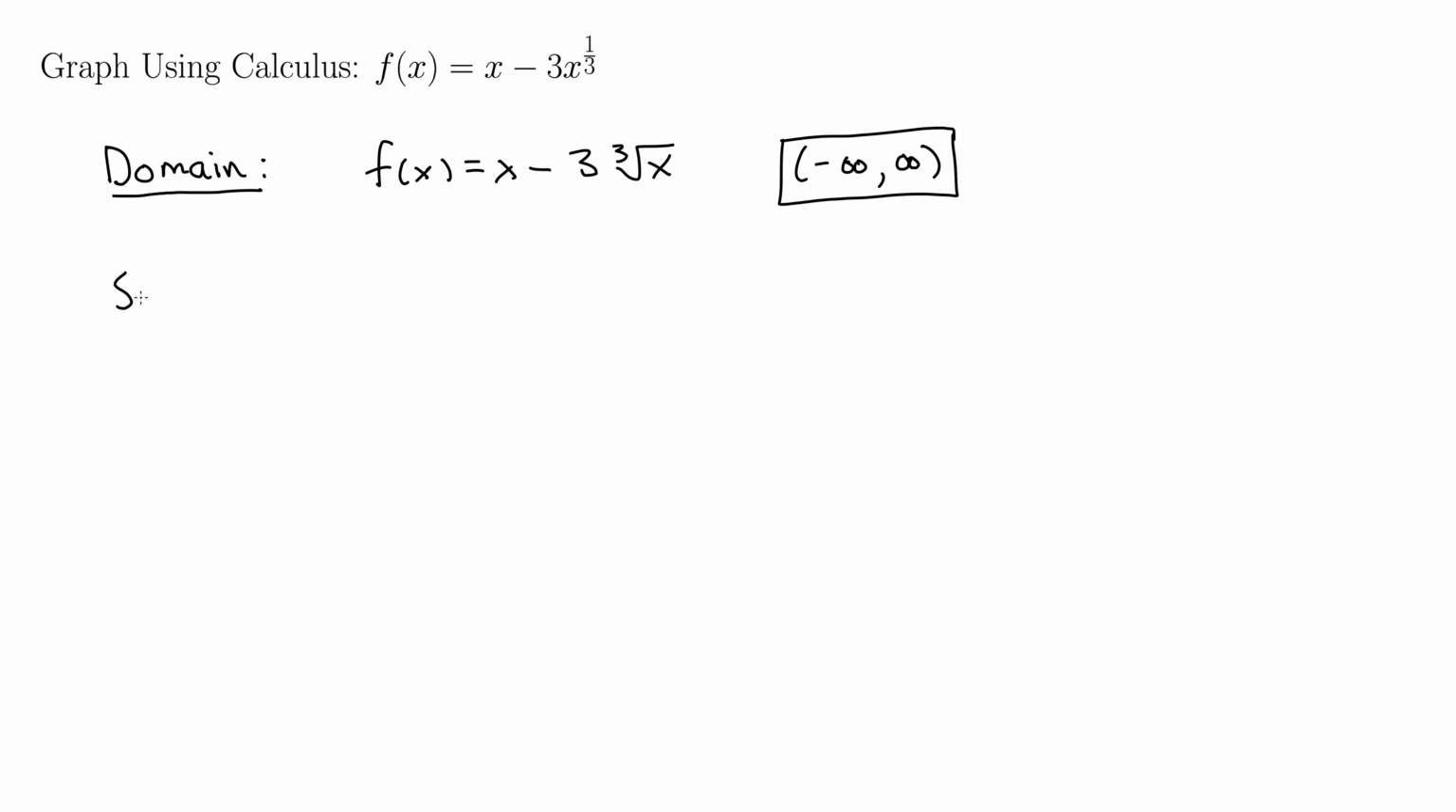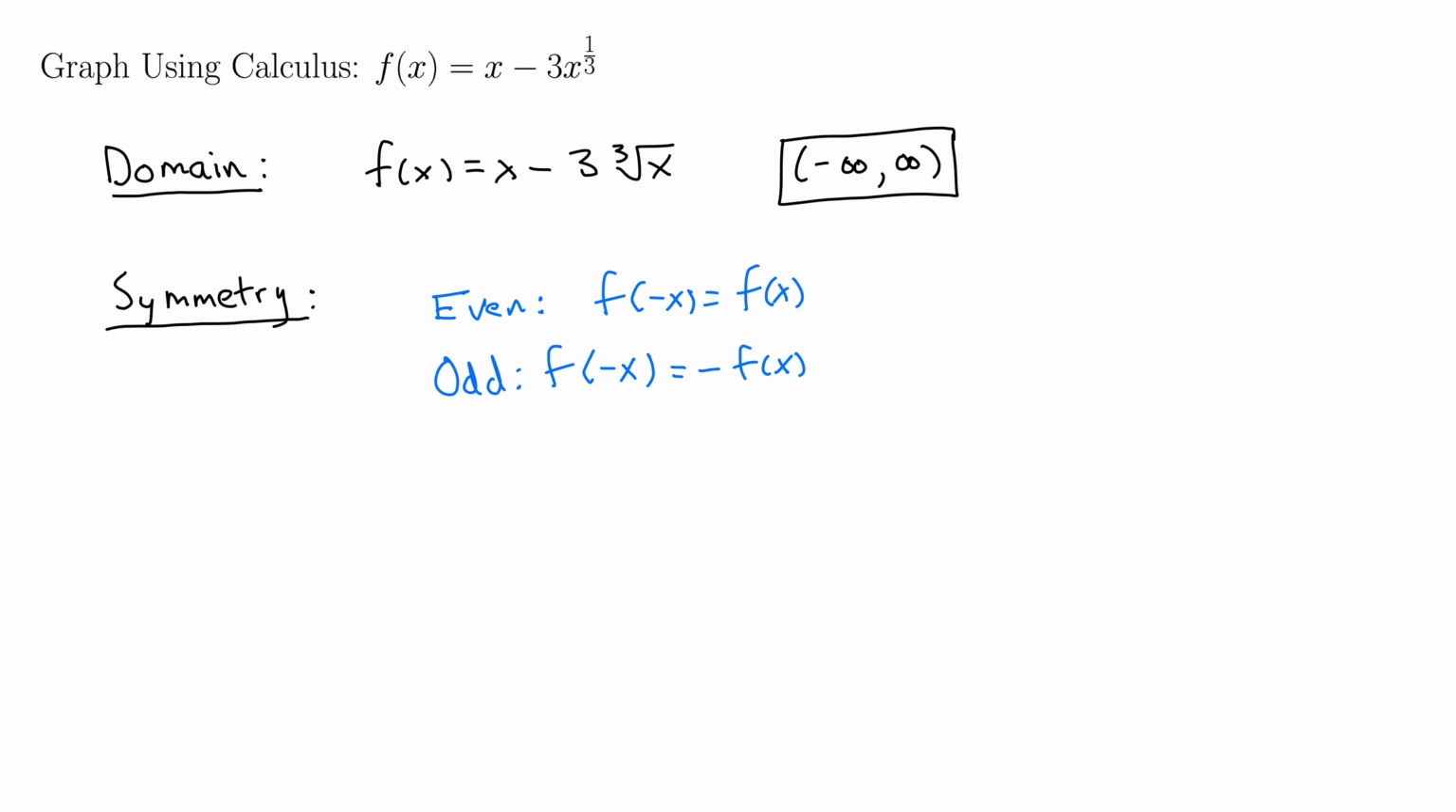And remember, for symmetry, we essentially plug in negative x to the function and see what we get, right? So we have two options for symmetry. We have even, f of negative x equals f of x. And we have odd, where f of negative x equals negative f of x. So we'll take our function and plug in a negative x and see what happens. Of course, it could be neither. That's a pretty common result.